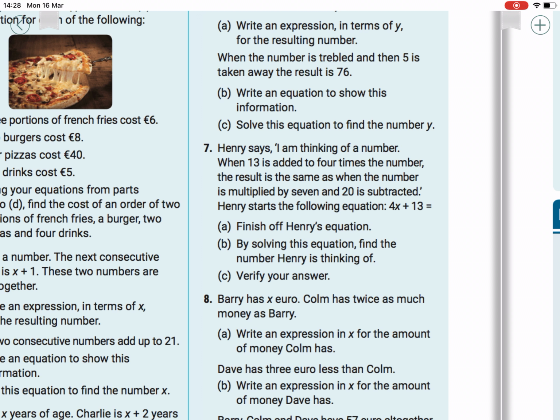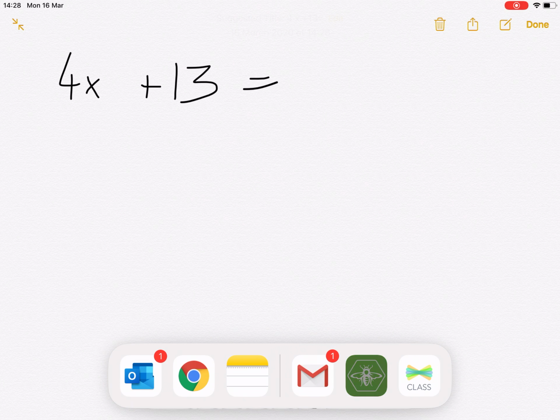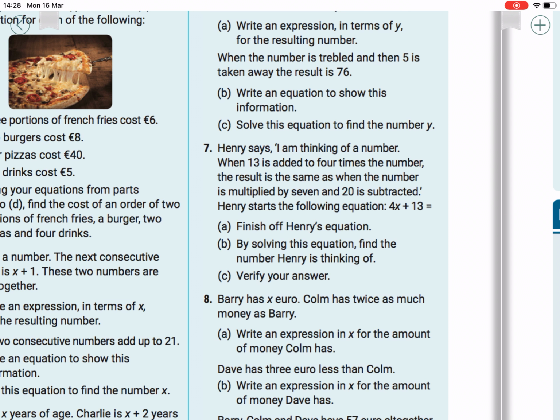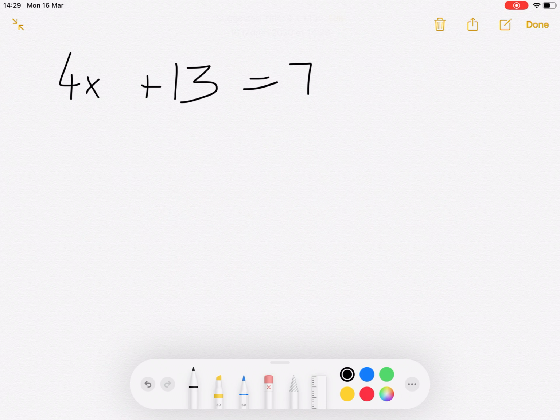So when the number is multiplied by 7 and 20 is subtracted. Remember, the number is x. So we've got 4x plus 13 is equal to the next part, which we have to figure out. The number is multiplied by 7, so that becomes 7x, and 20 is subtracted, the question said, minus 20.